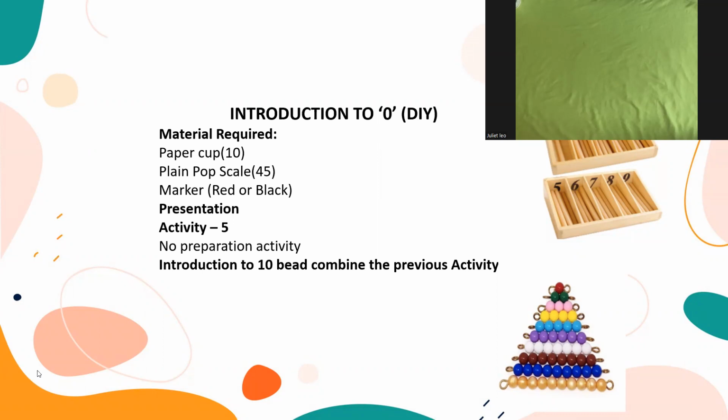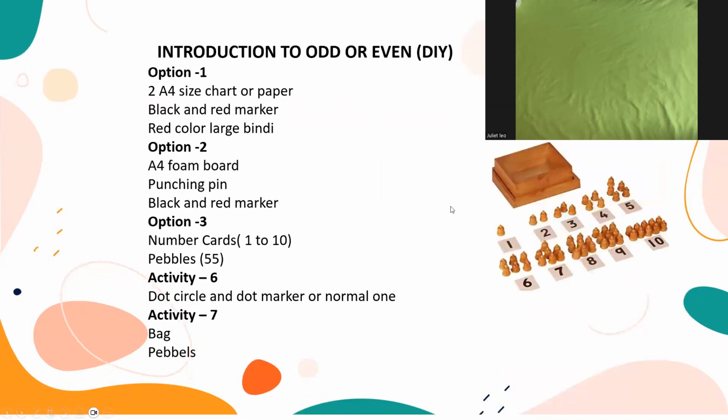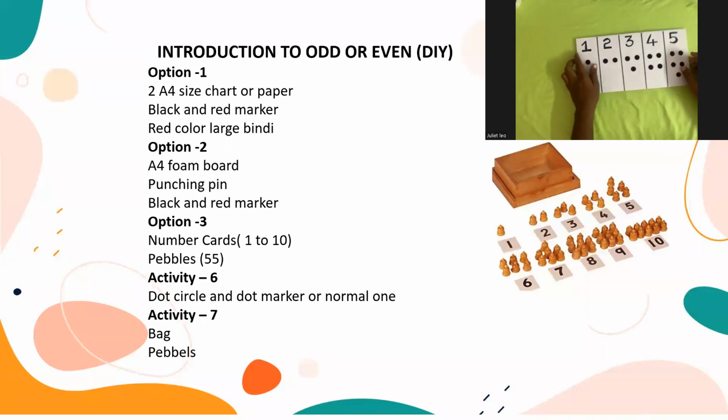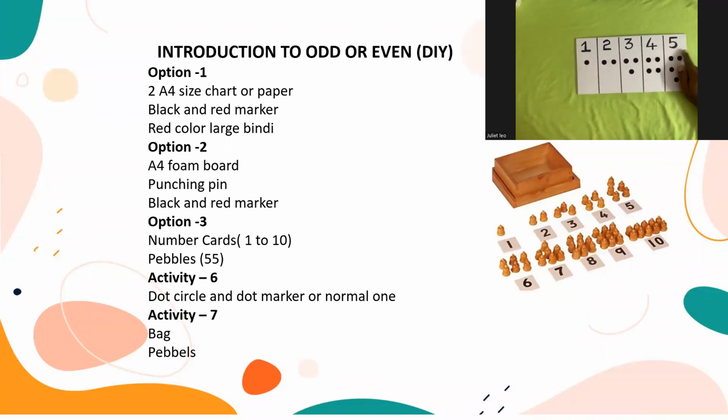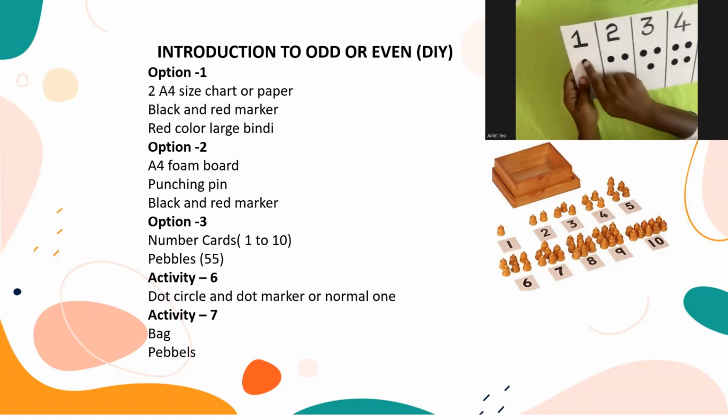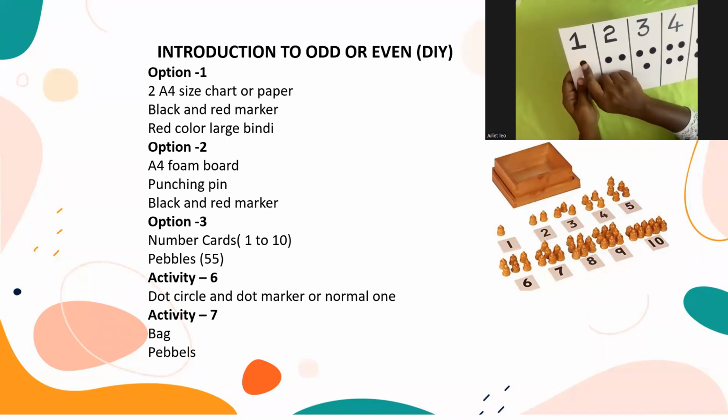Next I am going to move to the next concept, that is odd or even. In authentic Montessori schools, they use materials known as cards and counters, but we are going to use a die here. Let me show the die. This is the first option I have taken. This is the canvas board. I have used the large size bindi to fix the numbers in this way.